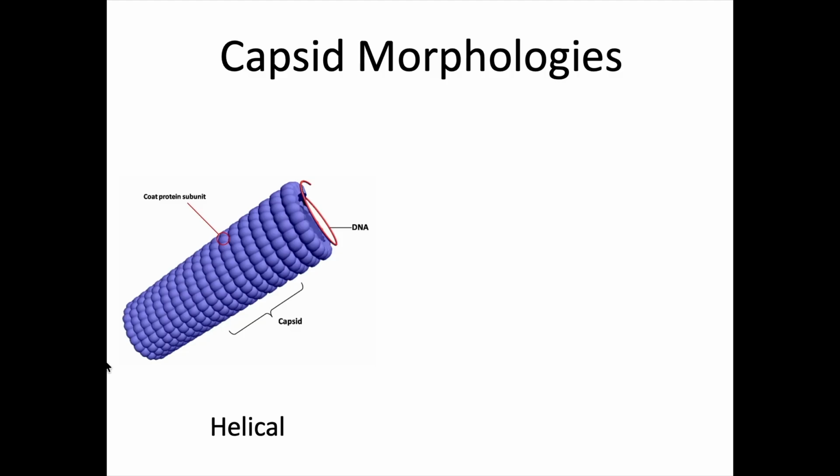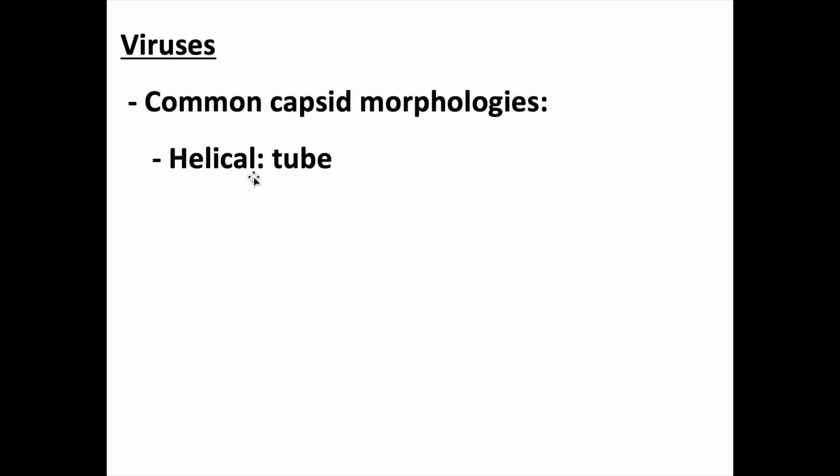One of these is called a helical capsid. It looks like a tube, but really it's a capsid protein that's repeated over and over and over again, sort of in a spiral here. That's why it's called helical, like a spiral. But it ends up looking like a tube with the genetic material, DNA in this case, on the inside. So helical just means tube.